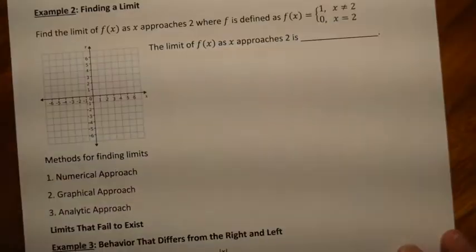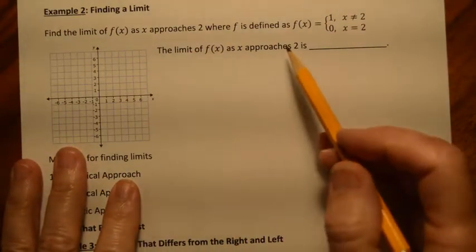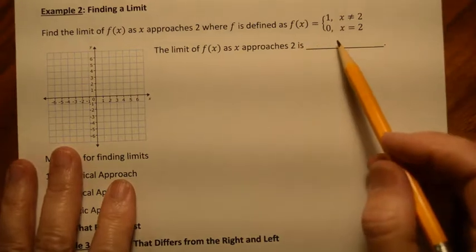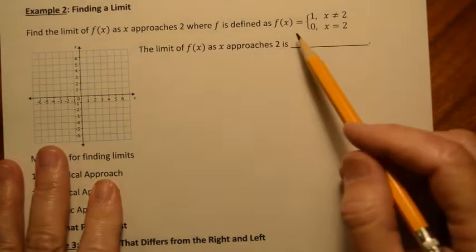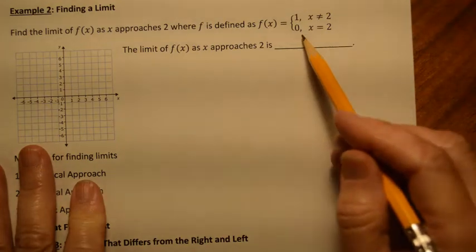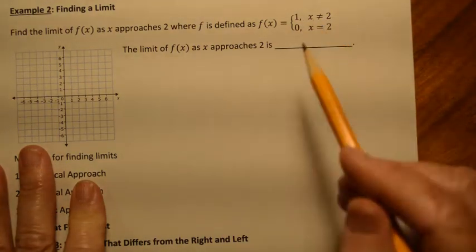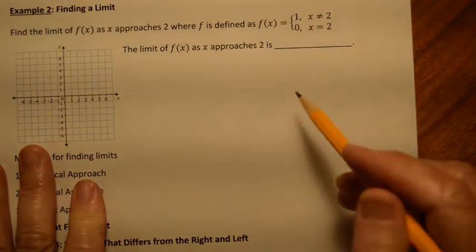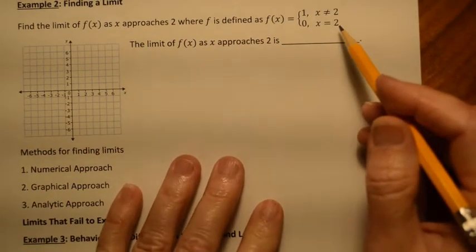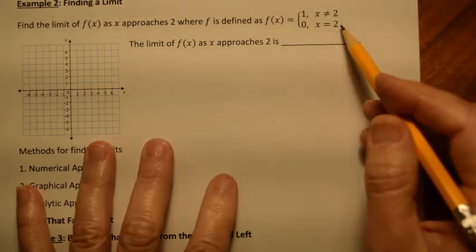And it's asking us to find the limit of f of x as x approaches 2. And the function f is a piecewise function. It's defined very simply. It's saying that if x is 2, the value of the function should be 0. Anywhere else, it should be equal to 1. So if we think about what this looks like, this is something our calculator is not going to be very helpful with.